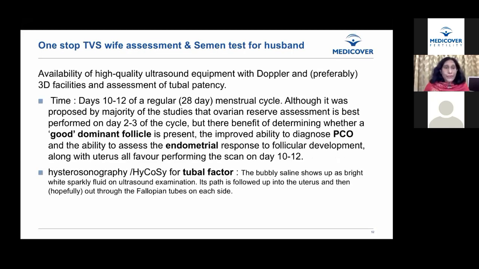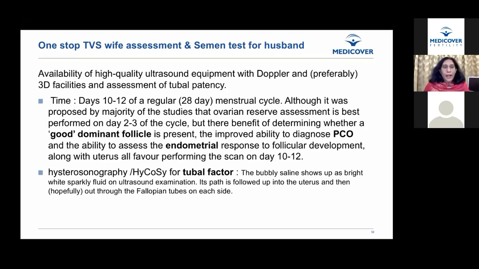So if we have two things, an ultrasound wife assessment and a semen test, this can give us a lot of information and we can start some basic fertility treatment. What you need is a good ultrasound. Even with a 2D you can start. If you have obviously more infrastructure, 3D is helpful, and even with the 2D ultrasound machine, you can have assessment of tubal patency.